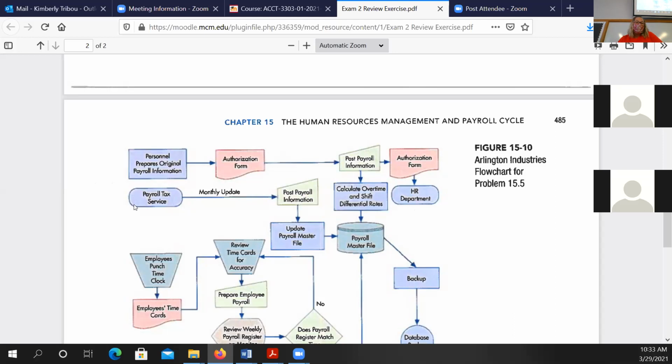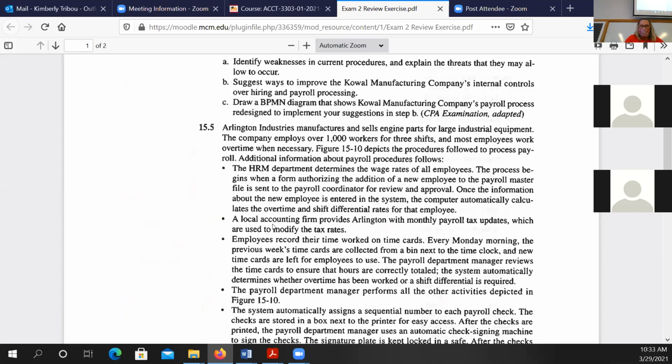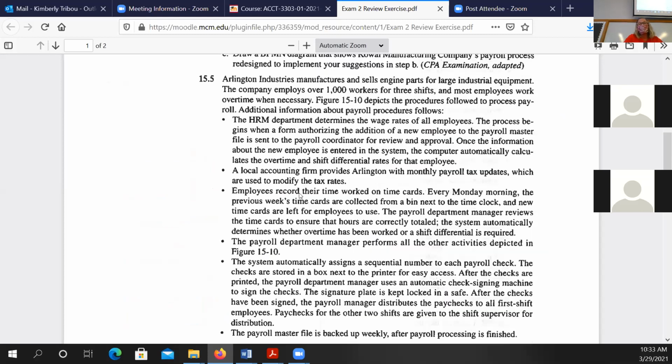We're utilizing, what does this oval shape represent here? It's actually a start, a beginning or an ending. So this denotes that something is coming. This is an origin of the payroll tax service. And I think one of the steps talks about how a local accounting firm provides our company with monthly payroll tax updates, which are used to modify the tax rates.